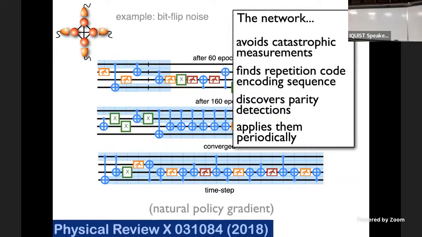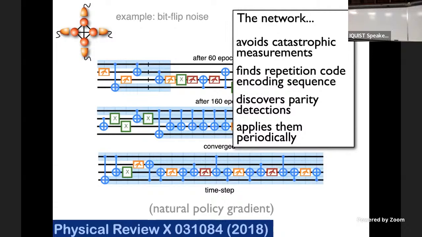And what's happening is it avoids these really bad measurements. It starts to understand that it should entangle the qubits in a certain way. It discovers that it can do measurements, but only measurements that are smart in a way that will never collapse the quantum state in a bad way, and apply them periodically, and eventually also find out, if you do detect that there is an error, how to correct the error.